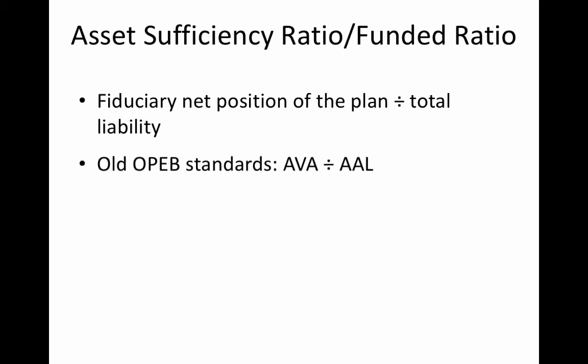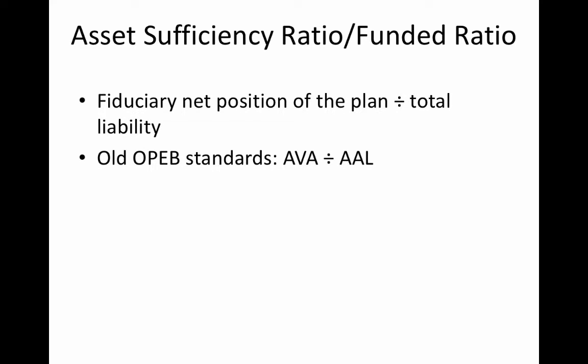So I've already alluded to quite a bit about the things that you will look at to analyze pensions and OPEB, and the key ratio that most people look at is the asset sufficiency ratio, or what used to be called the funded ratio, which is fiduciary net position divided by the total liability, or for the old OPEB standards, the actuarial value of assets divided by the actuarial accrued liability.